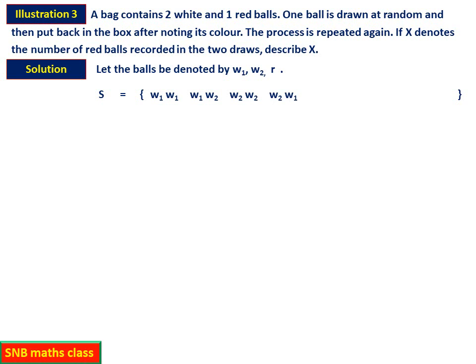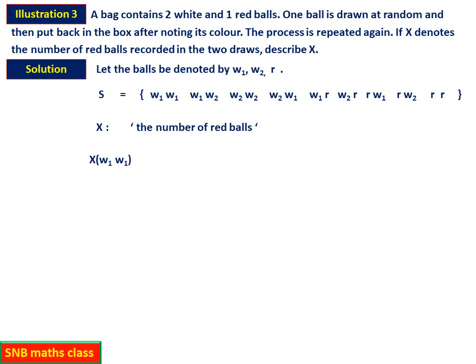So these are only the 2 white balls. Other possibilities are there. W1R, W2R are possible. Then RW1 also possible, RW2 also possible, RR is also possible, both red. So these are the outcomes. Now what is X? The number of red balls is X.